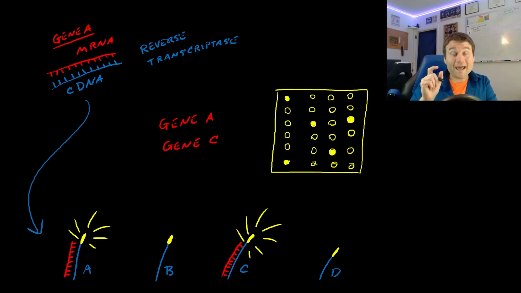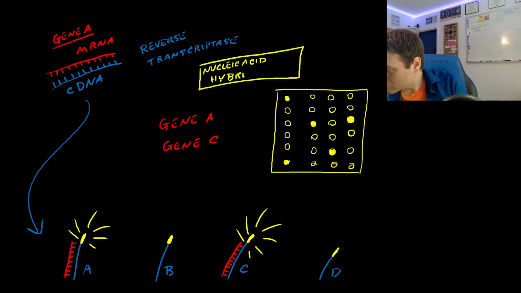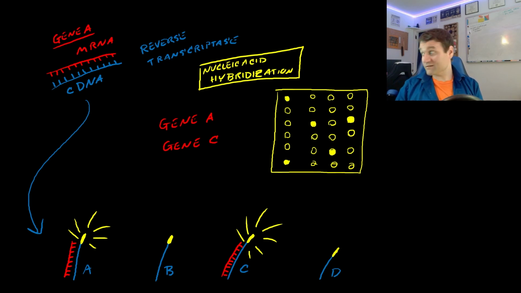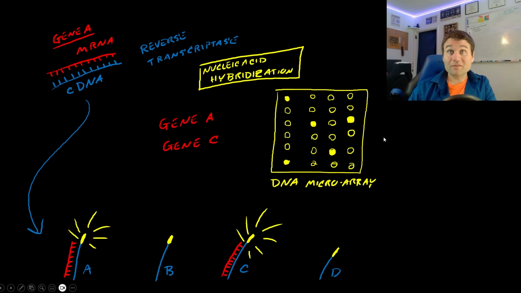Only the genes that have mRNA in that cytoplasm, that is, the genes that are actually being used by a cell type, will glow on this plate. So I can figure out every single gene that's being used by a cell type by using this system. This is called nucleic acid hybridization. And this glass plate here with all the different little sections of DNA attached to it is called a DNA microarray.